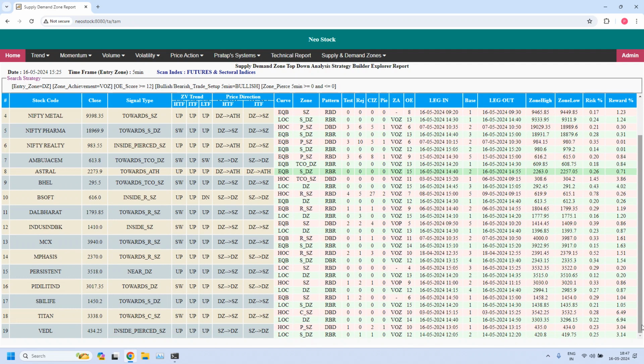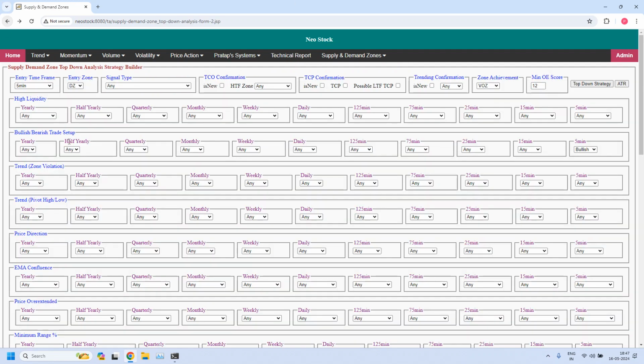Now let me go back and generate bearish trade setup for hourly income trade. So I am going back. For bearish trade setup for hourly income trade, entry time frame is 5 minutes, but entry zone should be changed to supply zone because it is bearish trade setup. And also in bullish or bearish trade setup, at 5 minutes time frame, I am changing the value to bearish. And the three filters remain the same, but this time the filters are applied to the 5 minute supply zone.